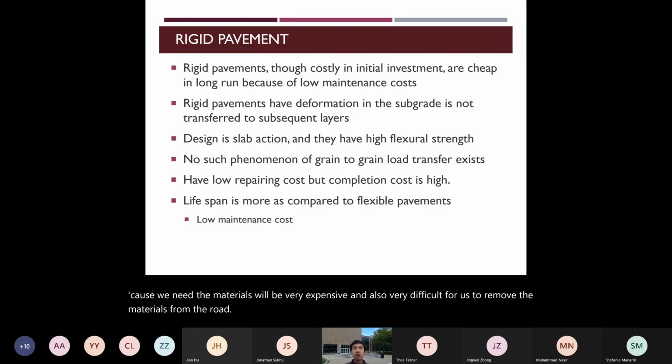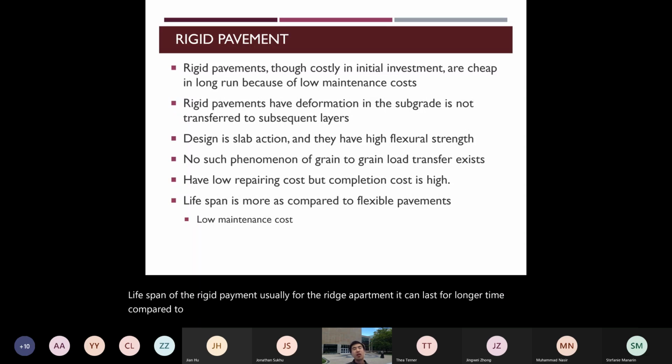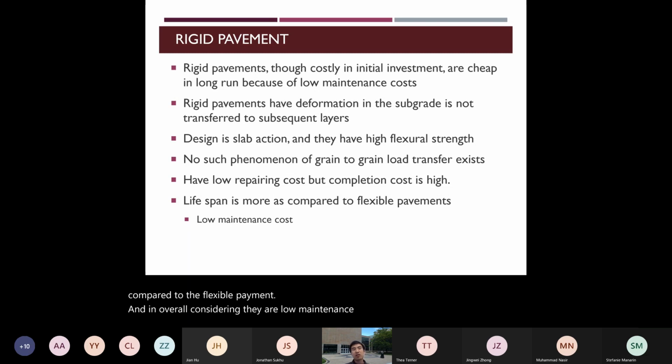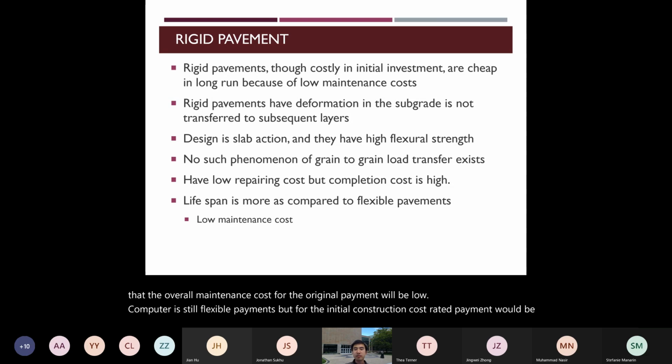And regarding the lifespan of the rigid pavement, usually it can last for a longer time compared to the flexible pavement. And overall, considering the low maintenance frequency, we can conclude that the overall maintenance cost for the rigid pavement will be low compared with the flexible pavement. But for the initial construction cost, rigid pavement would be much higher.